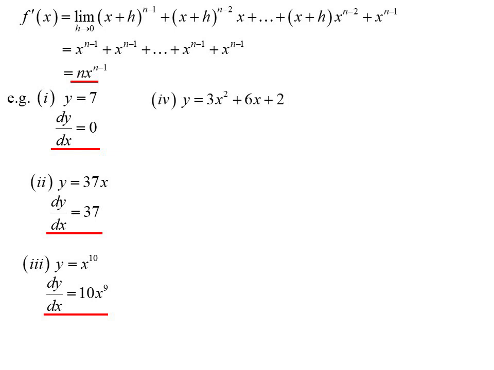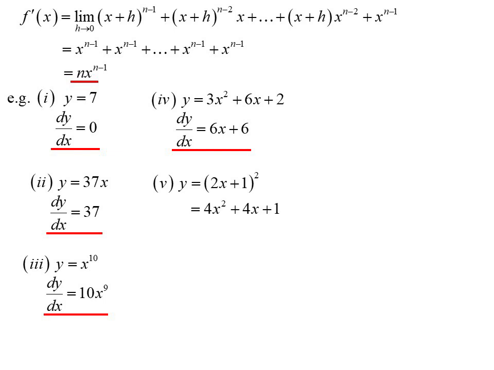If we have more than one term, we just do each piece individually. So 3x squared plus 6x plus 2, well, when I bring that power down, 3 times 2 becomes 6, x to the power of 1. The 6x becomes 6, and of course the 2 becomes 0. So we have 6x plus 6. 2x plus 1 squared, we will see a rule later on that would help us with this. Mind you, I don't know if I'd use the rule for this particular one anyway. But at this stage, we'll expand it out. So 4x squared plus 4x plus 1, differentiate each individual bit, and we get 8x plus 4.